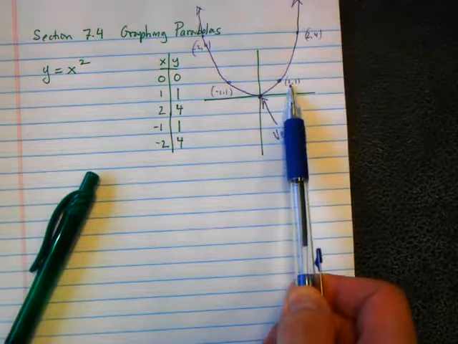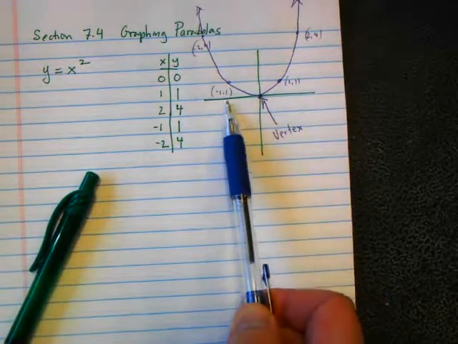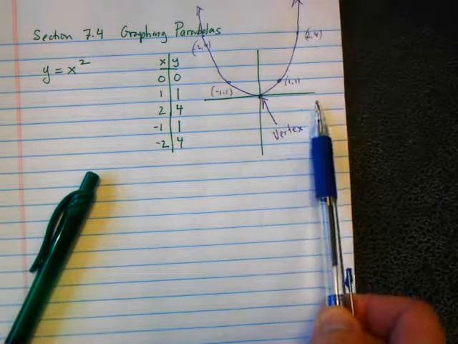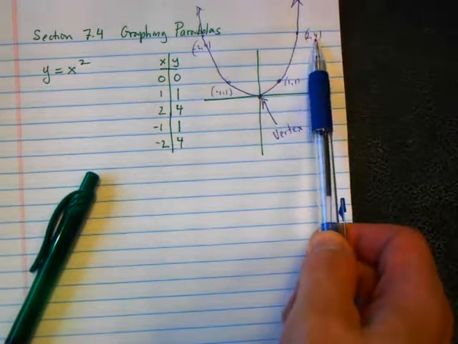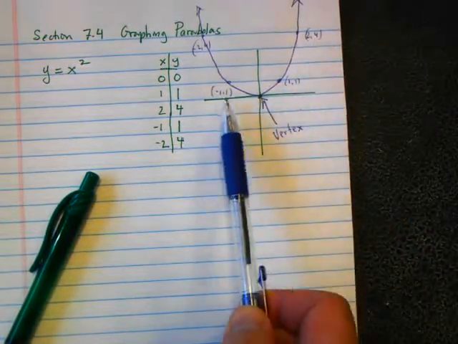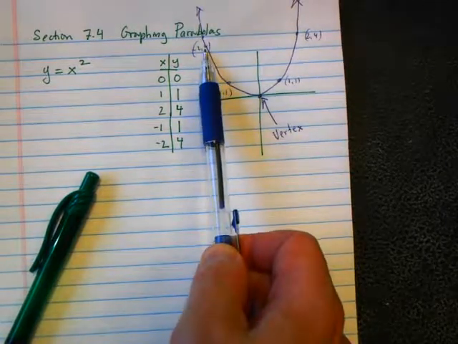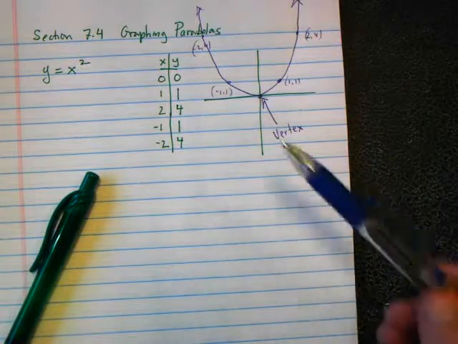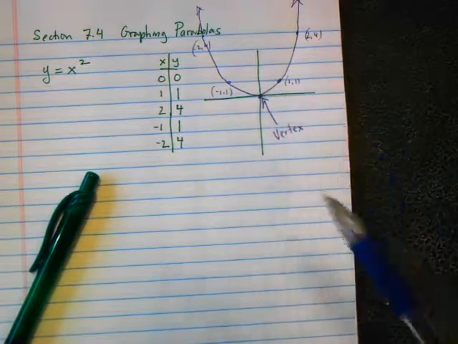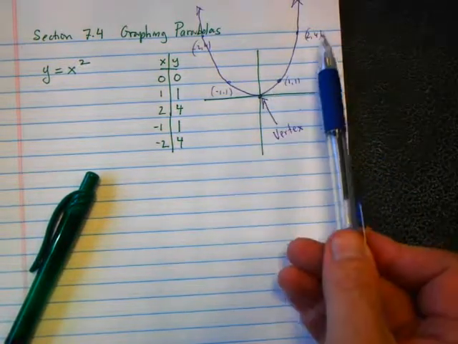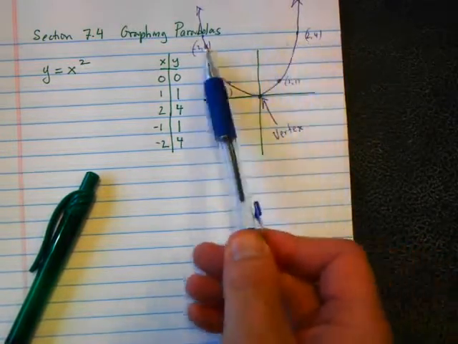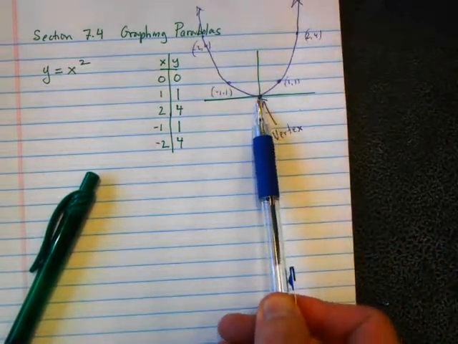If I go one to the right, the y value is 1. If I go one to the left, the y value is 1. If I go 2 steps to the right for this parabola, my y value is 4. If I go 2 steps to the left, my y value is 4. So the vertex of the parabola is always kind of in the middle. So if I can find 2 things that have the same y value, the vertex is always going to be right halfway in between them.